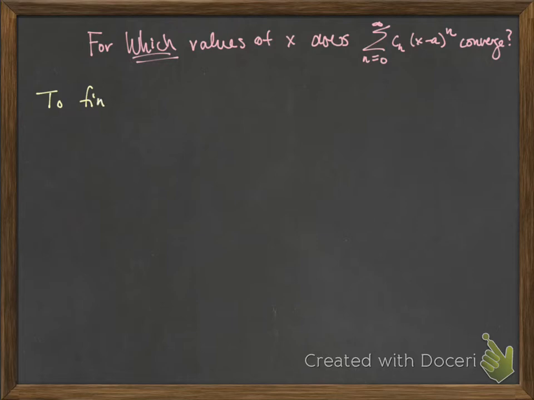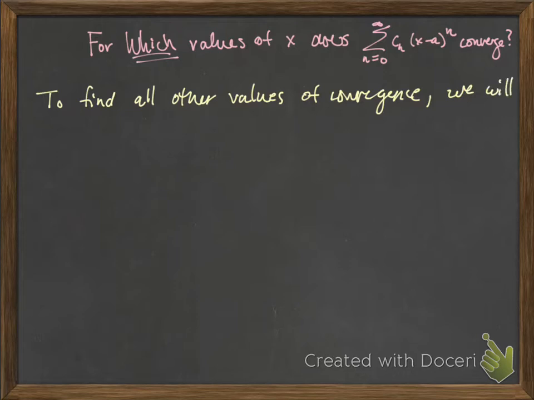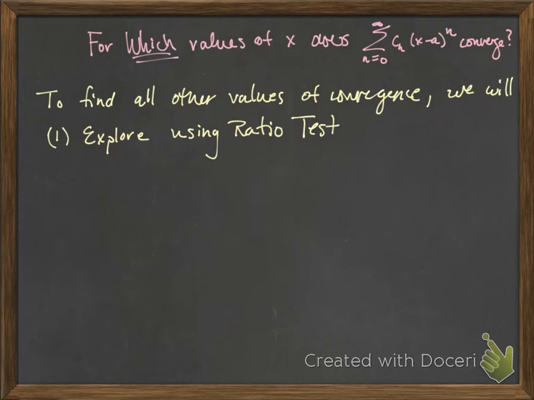Now, to find all other values of convergence, we are going to outline a strategy here. We will do two things. We will explore using the ratio test, and then we'll have to come back and check endpoints, and I'll explain all of those as we go. Those are the things that we're going to do to find the answer to the question we want to know.